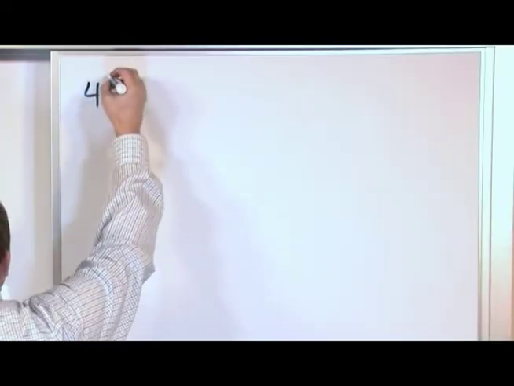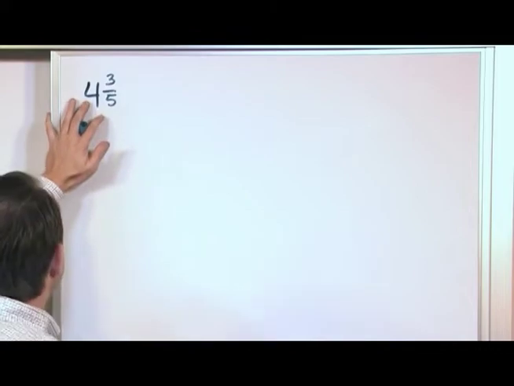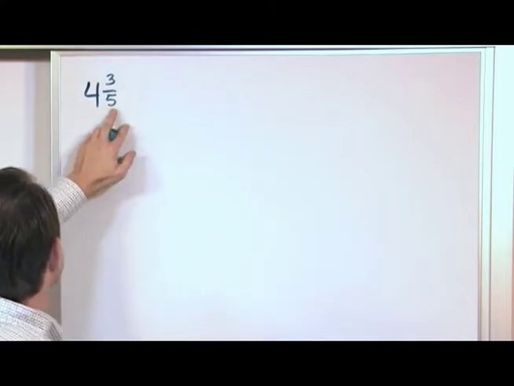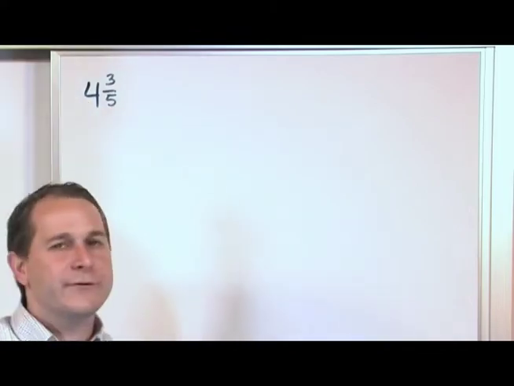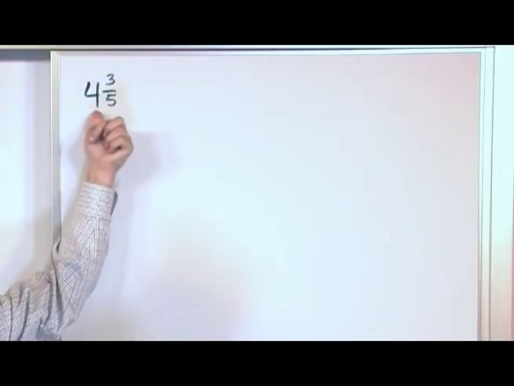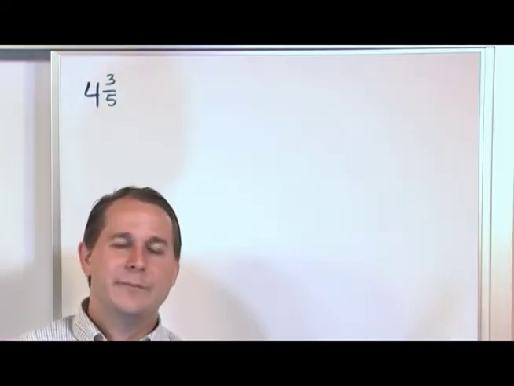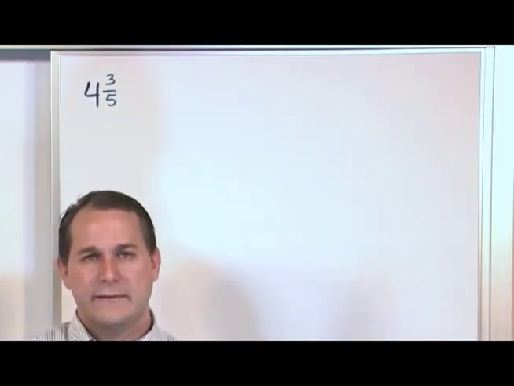But if you ever see something like this, 4 3/5, this is what we call a mixed fraction. What it means is I have 4 whole pizzas plus 3/5 of another one. That's what it means. A mixed fraction is nothing complicated. It just means I have this many whole candy bars plus 3/5, which is less than 1, of another piece of a candy bar. That's all it is.